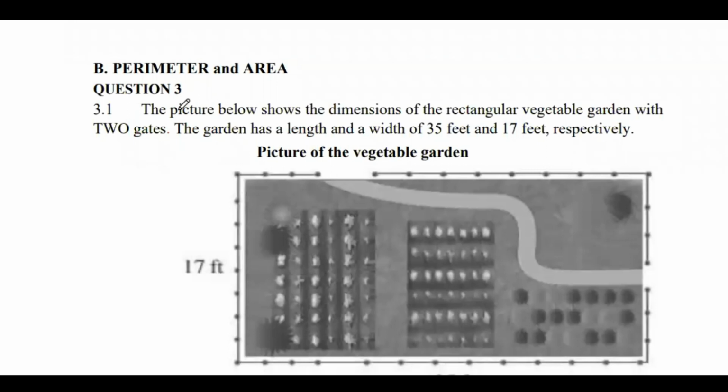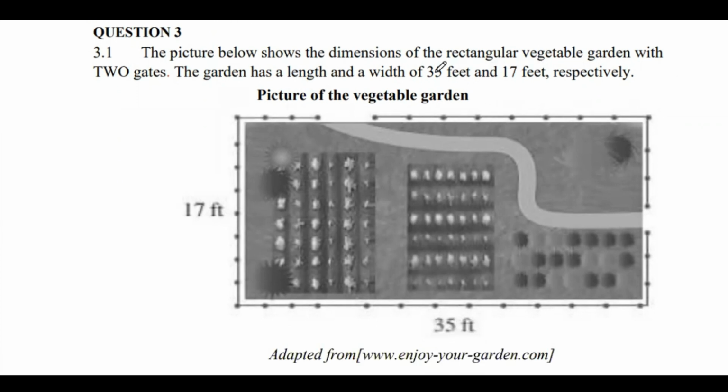The picture below shows the dimensions of the rectangular vegetable garden with 2 gates. The garden has a length and a width of 35 feet and 17 feet respectively. Simply meaning the length is 35 feet and the width is 17 feet. In that order, respectively means in that order. All right.